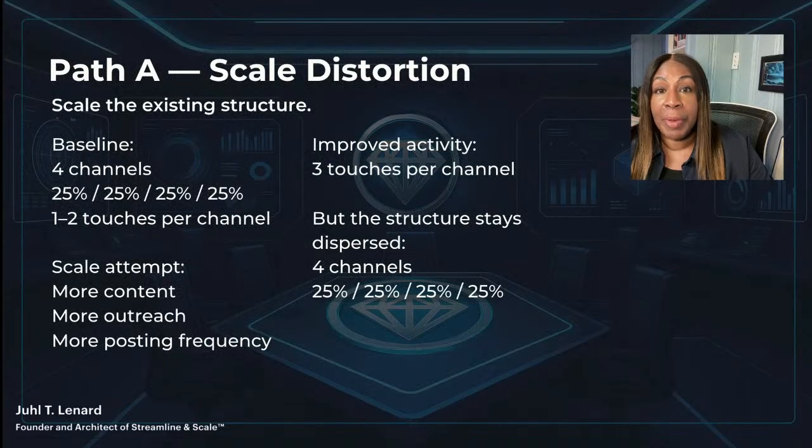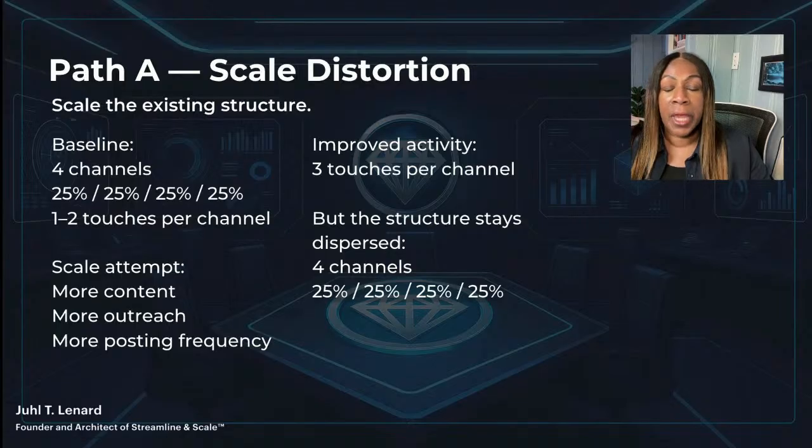So let's look at 2 paths. The first thing you could do is you could say, you know what? I'm just going with it. And you scale the existing structure. So 4 channels, 25% on each, 1 to 2 touches per prospect. And you attempt to scale by adding more content, adding more channels, adding more outreach, posting frequency increases.